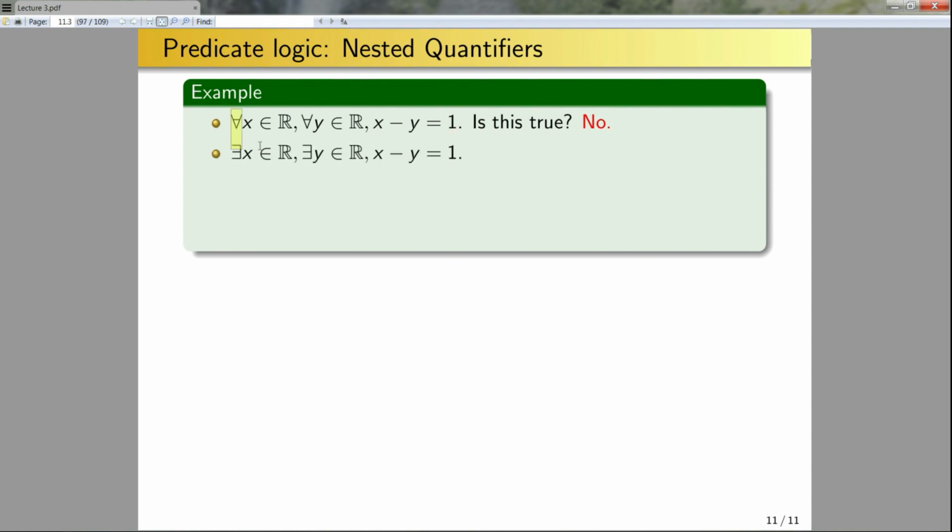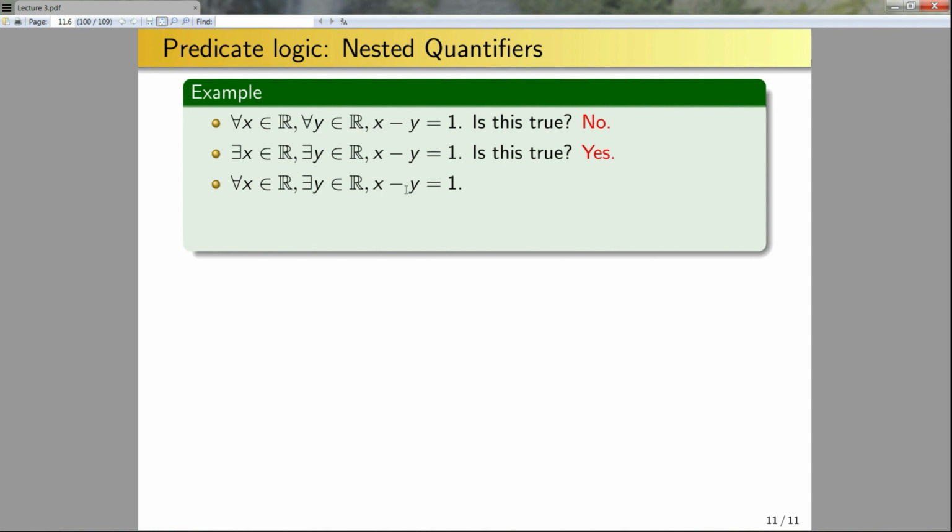So next I can say there exists an x in R, and there exists a y in the real numbers, such that x minus y is equal to 1. So is this true? Pause the video and think about it a little bit. So yes, this is true. I could pick x is equal to 1 and y is equal to 0, for example.